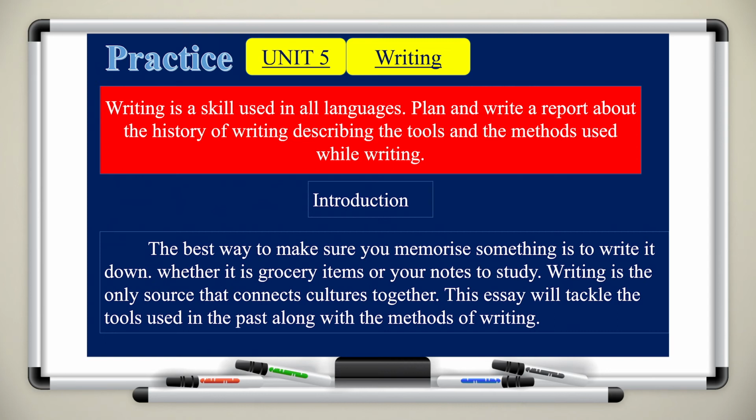The best way to make sure you memorize something is to write it down, whether it is grocery items or your notes to study. Writing is the only source that connects cultures together. This essay will tackle the tools used in the past along with the methods of writing. Okay, so that is our introduction about the writing and the history of writing, of course, with the beginning of the importance of writing. That's our hook, the importance of writing, and then I'm going through the tools and the methods of the history of writing.